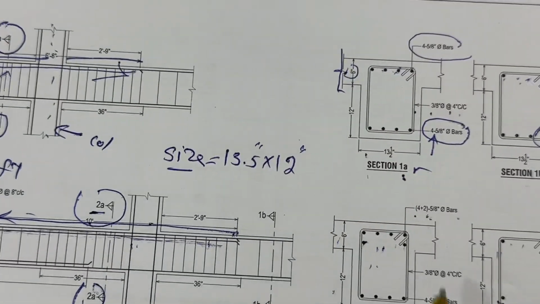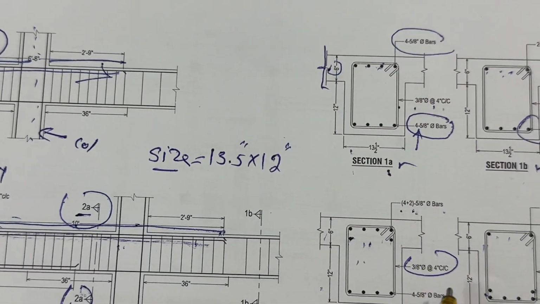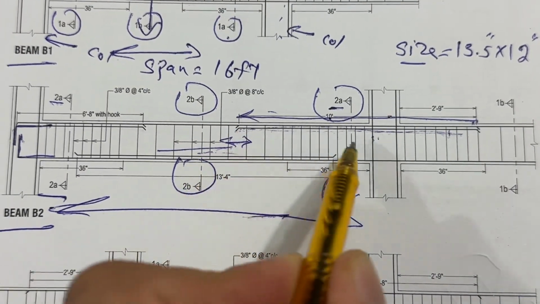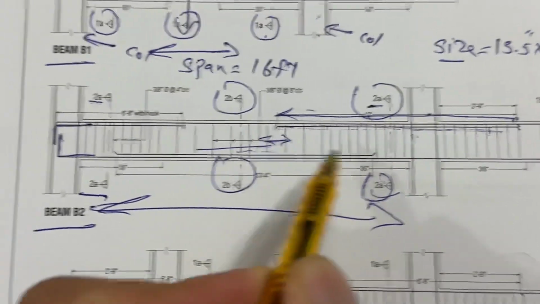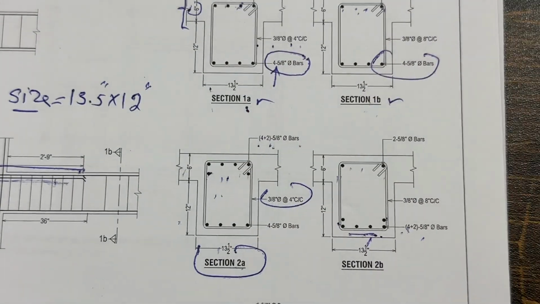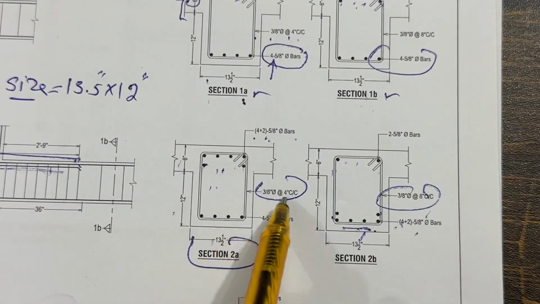If you see here, the spacing is 4 inches center to center near its support, but here they increase the spacing because here we don't have maximum shear stresses after 6 feet and 8 inches. If you see here where the spacing is 8 inches, double of this one.